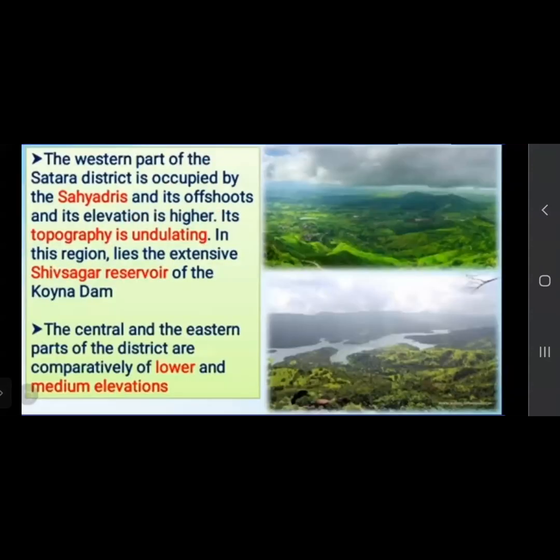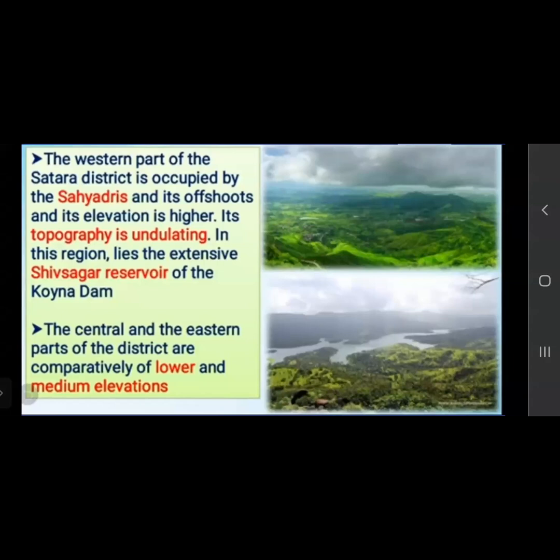Okay. Now the western part of Satara district is occupied by the Sahyadris and its offshoots, and its elevation is higher. Its topography is undulating. In this region lies the extensive Shivsagar reservoir of Koyna Dam. So in the picture you can see this is the western part of Satara district, where the Sahyadri hills and its offshoots are there. And its elevation is very high, meaning its height is very high, and the topography is undulating. The region has the reservoir of Shivsagar, that is of Koyna Dam. You all know the Koyna Dam is a very big dam in Satara district.